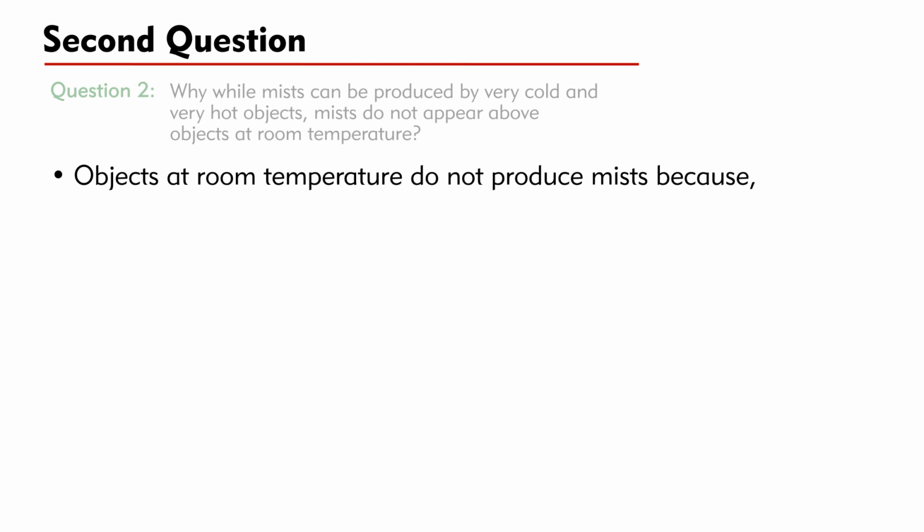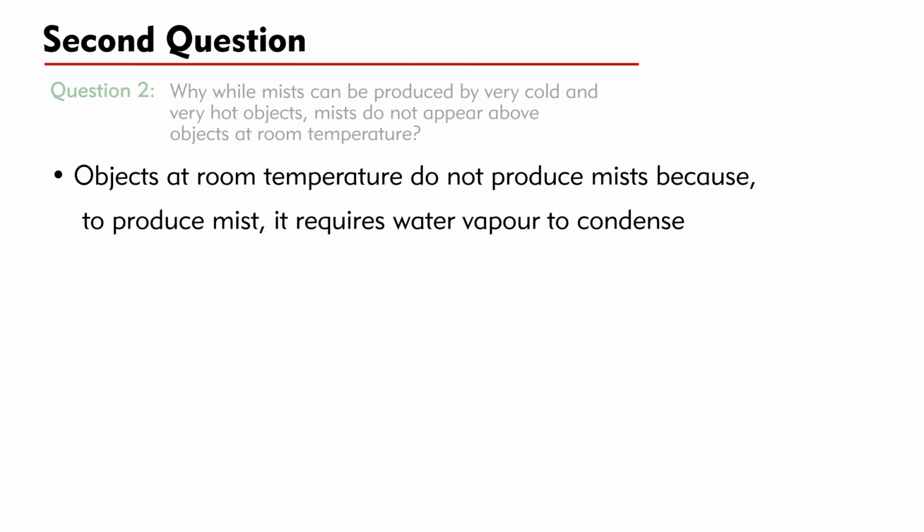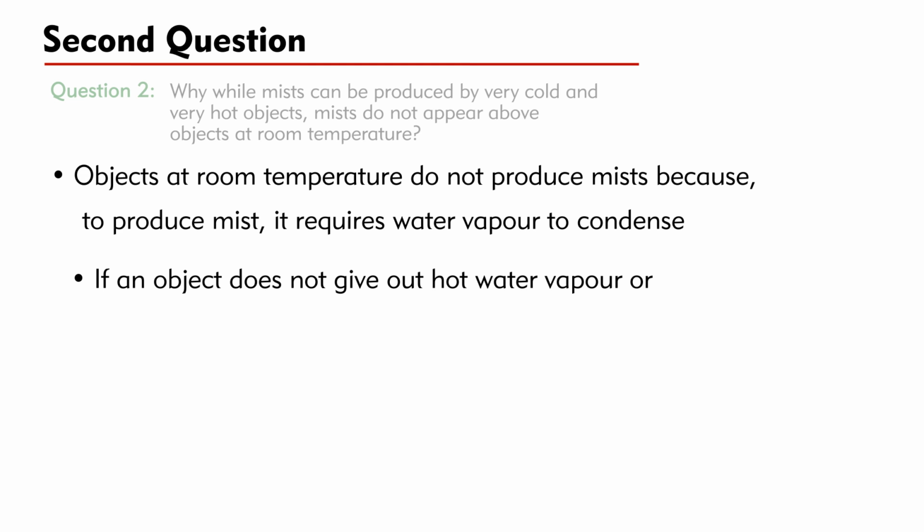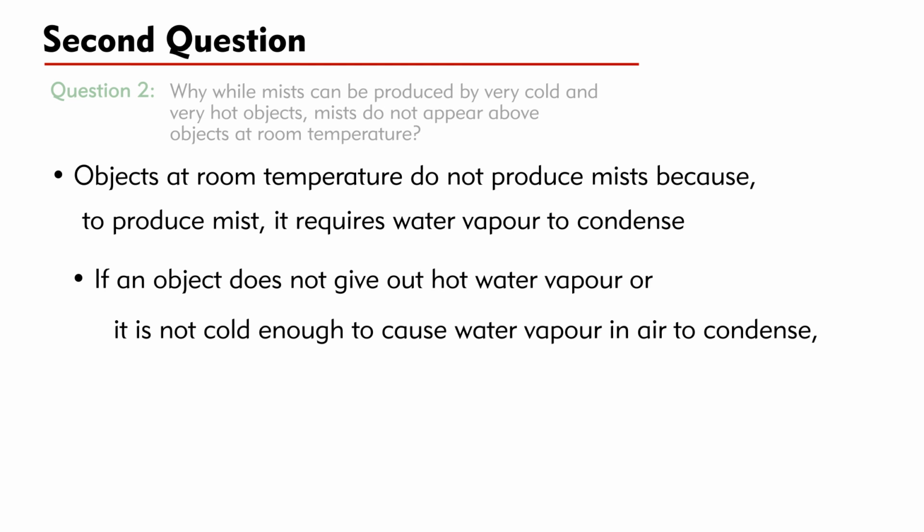Objects at room temperature do not produce mist because to produce mist, it requires water vapor to condense into water drops. If an object does not give out hot water vapor, or if it is not cold enough to cause water vapor in air to condense, mist will not be formed.